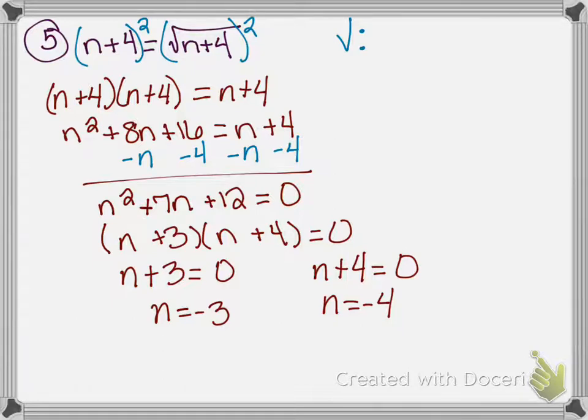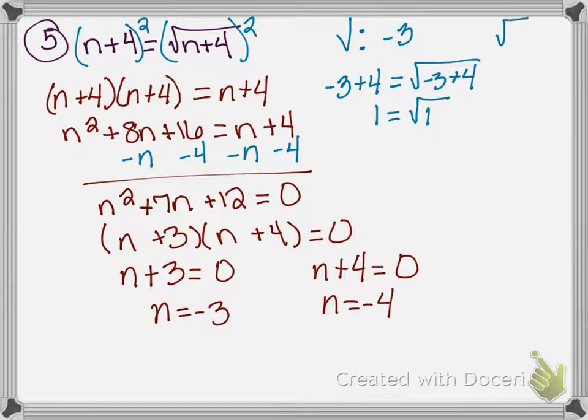So I'm going to check negative 3 first. So I have negative 3 plus 4 equals the square root of negative 3 plus 4. Negative 3 plus 4 is 1, and then we've got the square root of 1. What's the square root of 1? 1. So are we good? Yes, we are good.